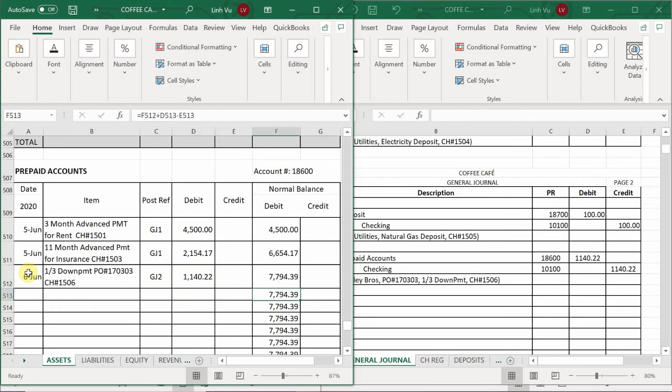Which then has recalculated for me to give me a grand total of $7,794.39. Once again, having that formula makes it a little more accurate, but also a lot quicker to calculate. I love Excel.